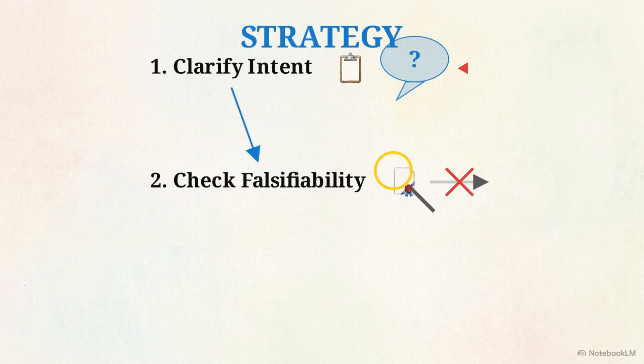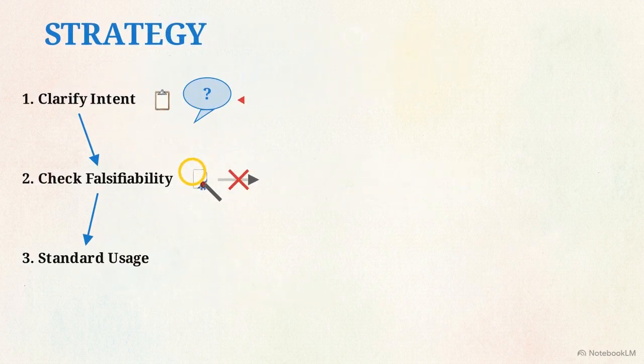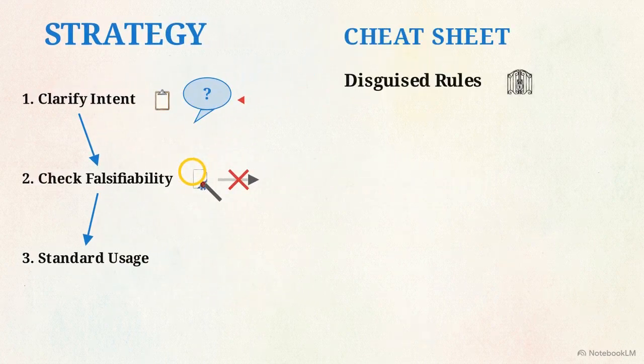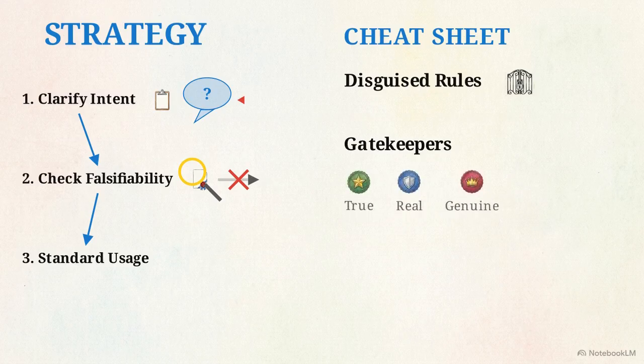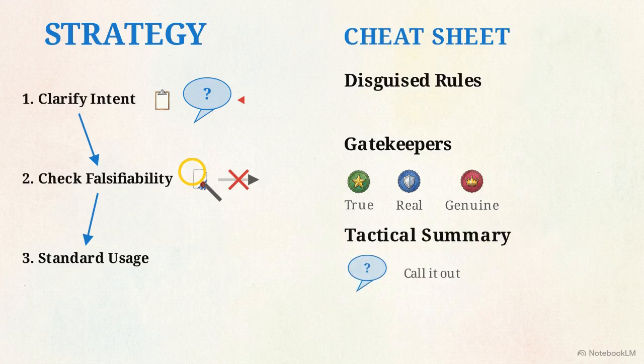Step 3 is the dictionary defense. If they admit it is a definition, offer a more appropriate definition based on common usage or a literal dictionary to reset the argument. Let's recap. The question-begging definition disguises rules as facts. Watch out for gatekeeper modifiers like true, real, and genuine, and always deploy the 3-step counter. Call it out, test the evidence, and reference the dictionary.